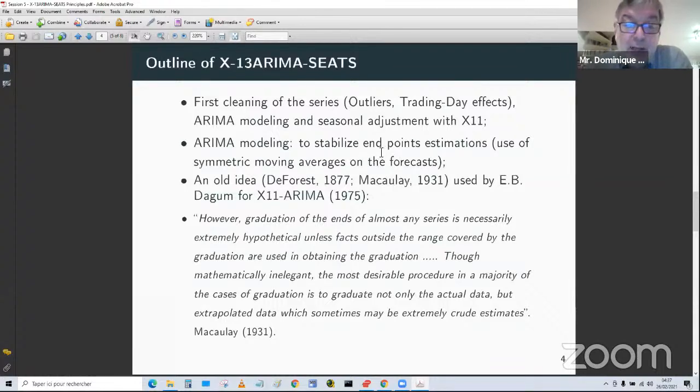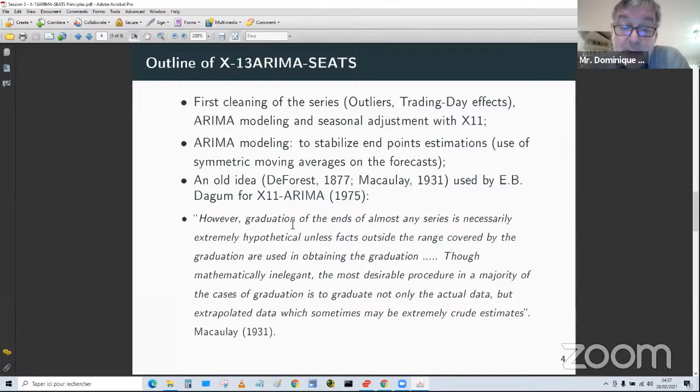The ARIMA modeling is just to stabilize the endpoint estimation: you will use symmetric moving averages on the forecast. It's a very old idea. I found a paper in 1877 and in 1931 describing exactly the idea of forecast. For example, here you have a quotation from Macaulay in his book, Smoothing of Time Series, in 1931. So much before X11, 20 years before X11.